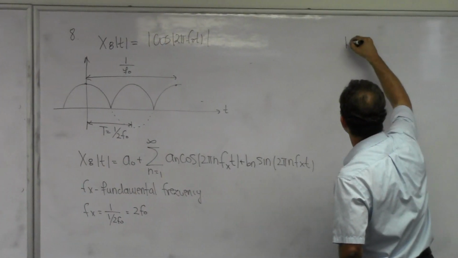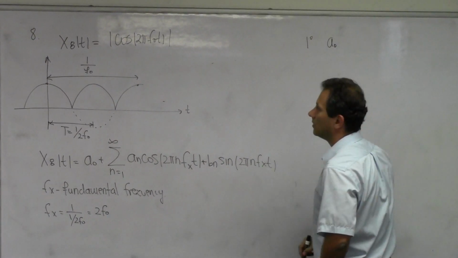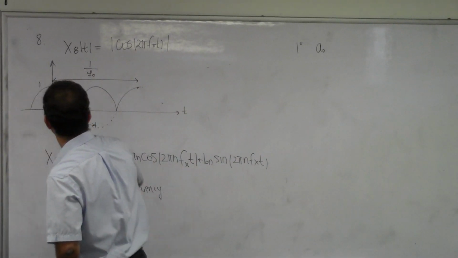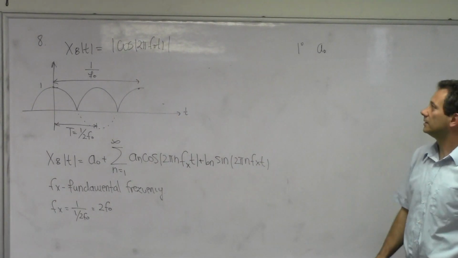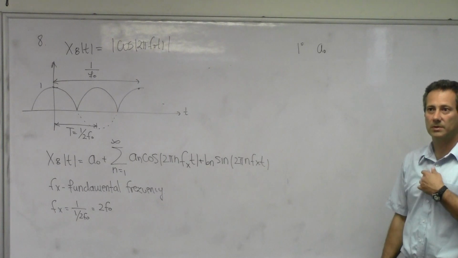Now let's go and talk about this. The first thing we determine is a0. Can you give me an approximate value of a0? What is it? Ballpark. That's just before we do some calculations.